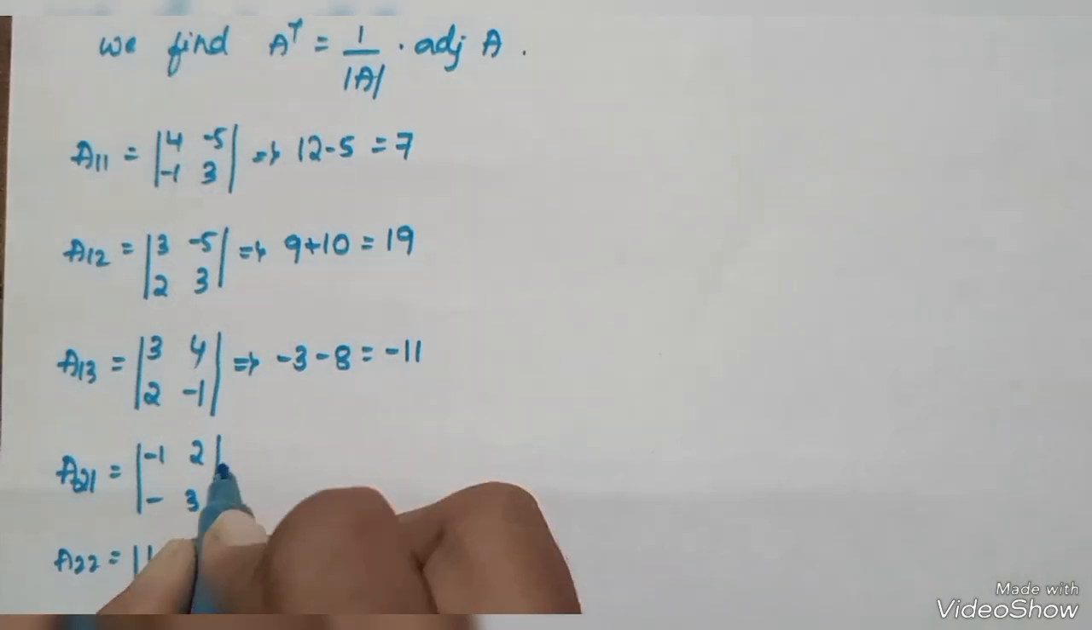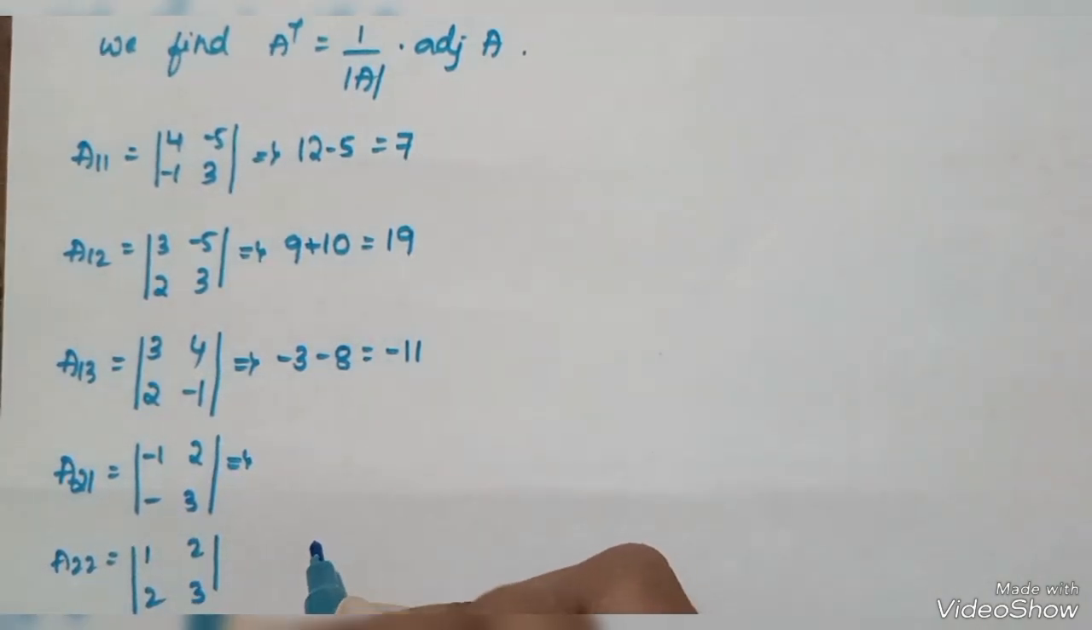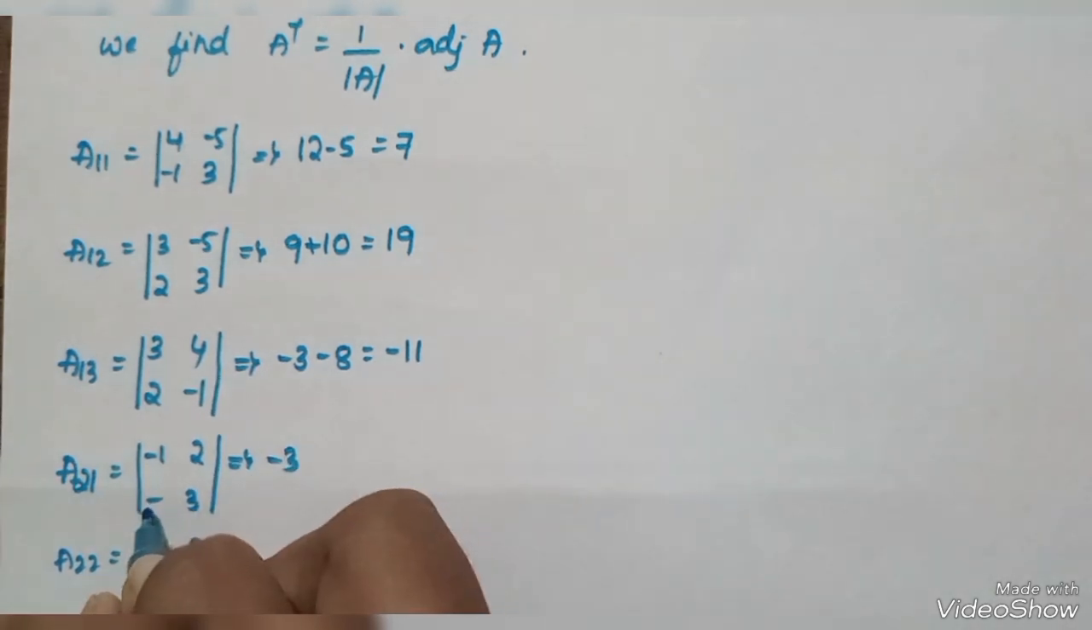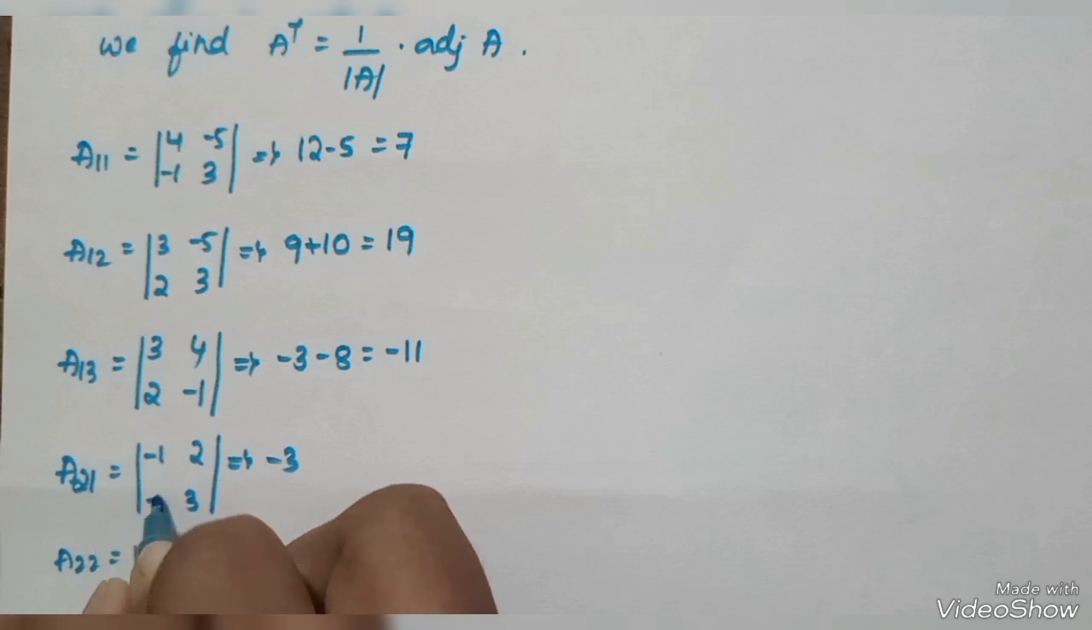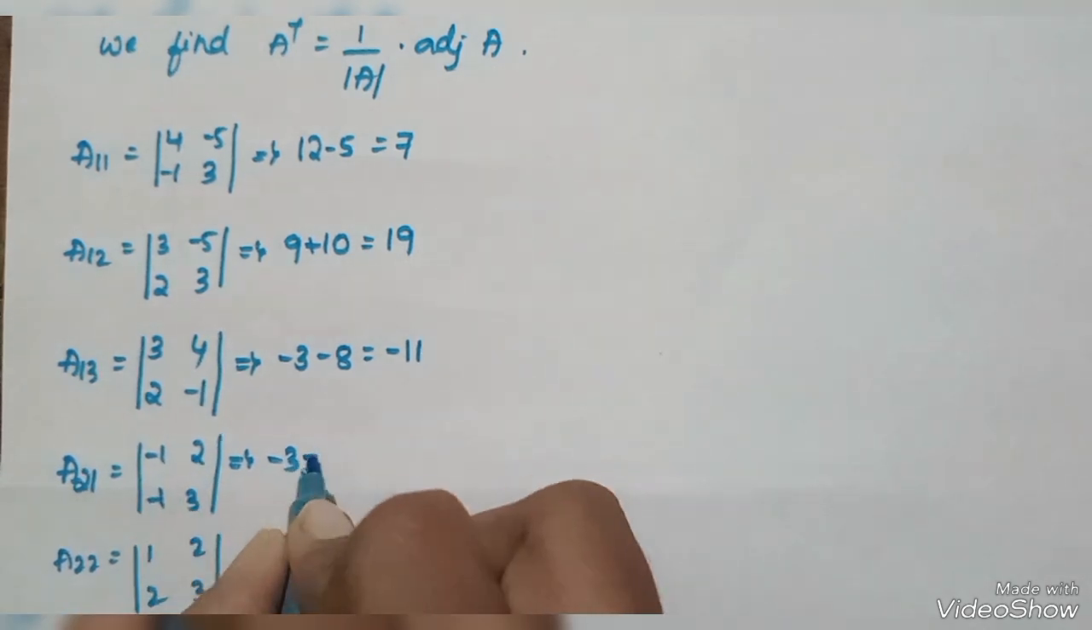Okay, I am not explaining each term because it's the last question. I have to practice more. Minus 1 into 3, minus 3. Here for the 2 1 element, minus 1, 2, minus 1, 3. Okay, here minus 1 into 3, minus 3, 2 into 1, plus 2.